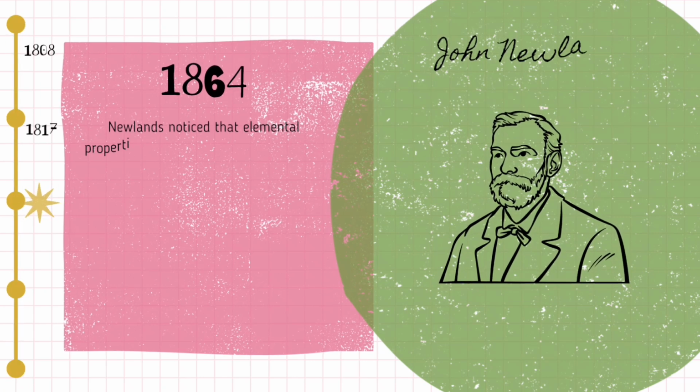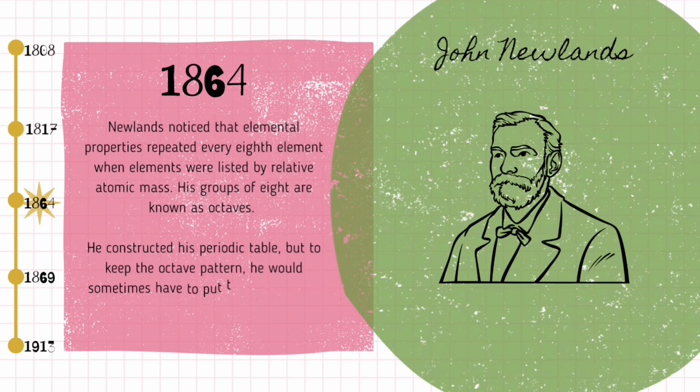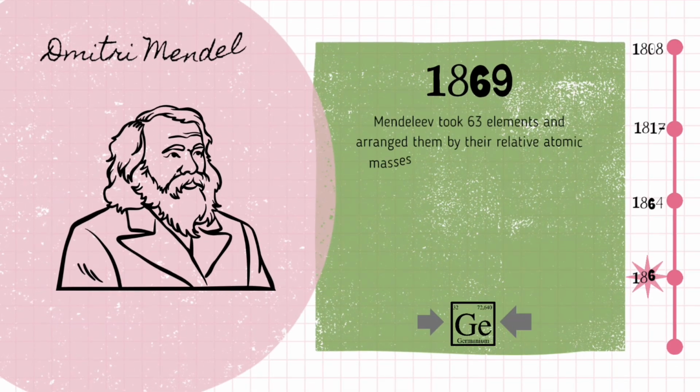Now we will move to our next scientist, named John Newlands. In 1864, Newlands noticed that elemental properties repeated every 8th element when elements were listed by relative atomic mass. His groups of 8 are known as octaves. He constructed his periodic table, but to keep that octave pattern he would sometimes have to put 2 elements in the same box.